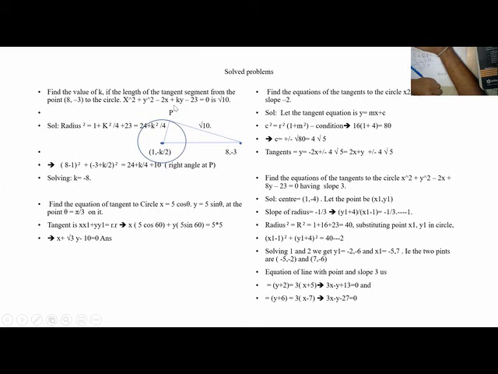So what is the radius here? Radius is root of g square plus f square minus c. Now we are finding the distance: (8 minus 1) whole square plus (minus 3 plus k by 2) whole square is equal to radius square plus root 10 whole square. Radius square is 24 plus k square by 4, plus 10. When we solve this, I get a value of k as minus 8.